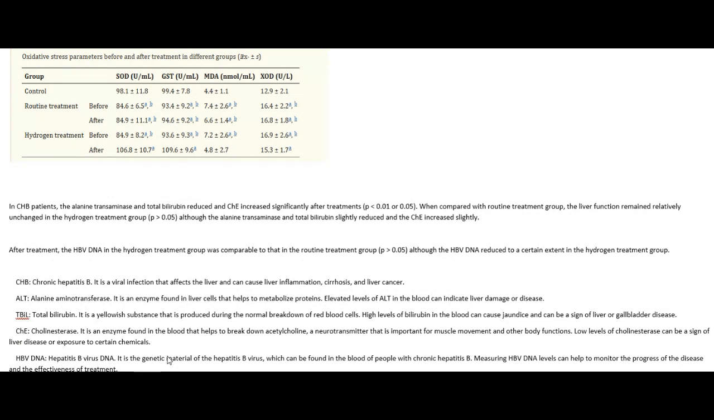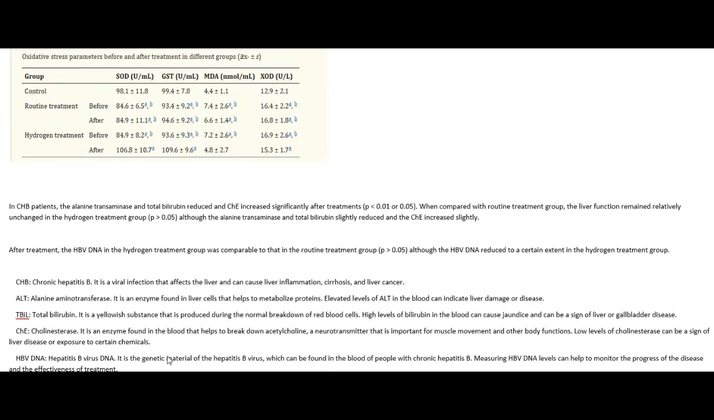In chronic hepatitis B patients, the alanine transaminase and total bilirubin reduced, and what's the word I'm looking for? Basically, listening to that, I'm just thinking of the health effects of drinking extra water. It's like drinking extra water reduces your bilirubin. That's the perspective I'm taking right now: it's the effect of drinking extra water.